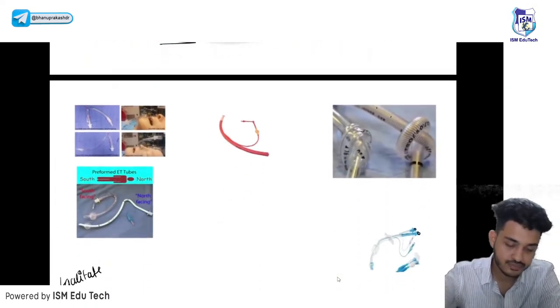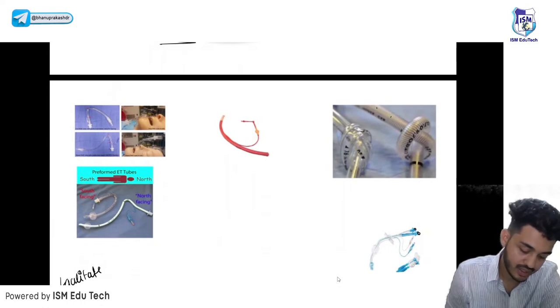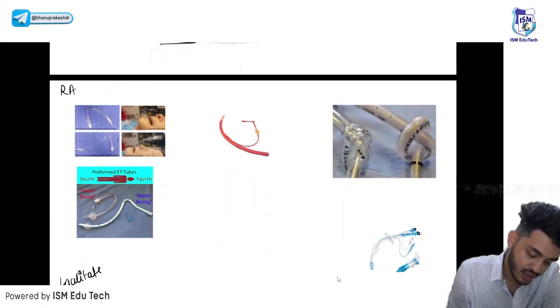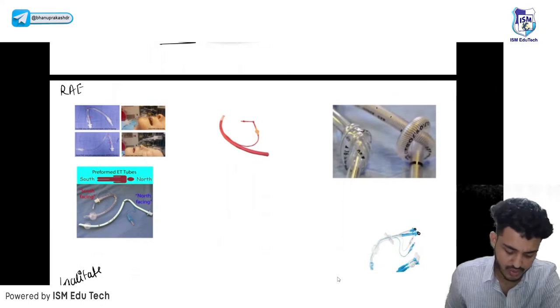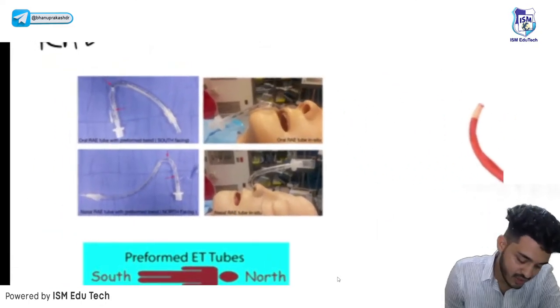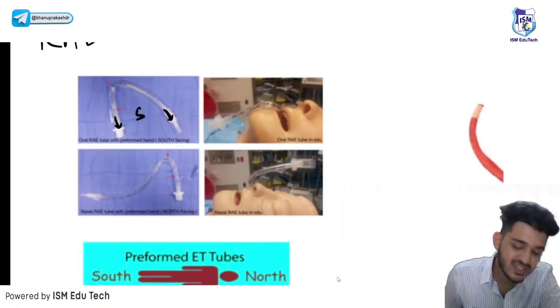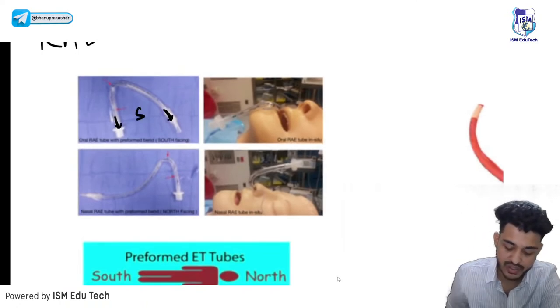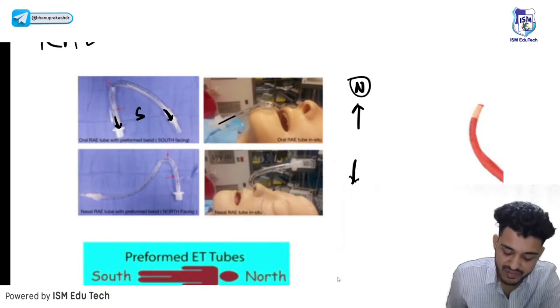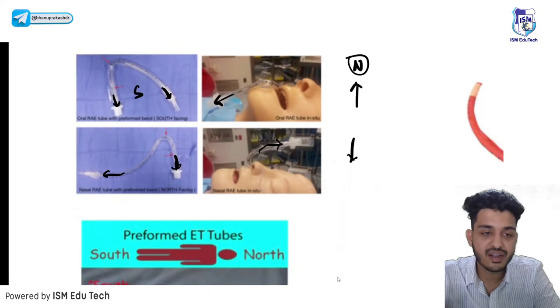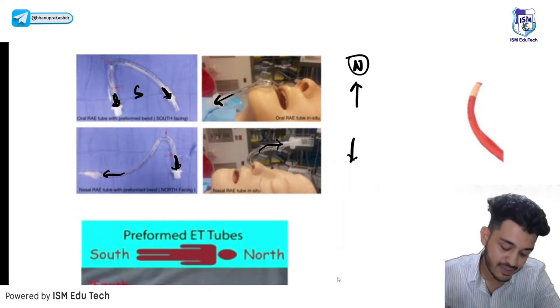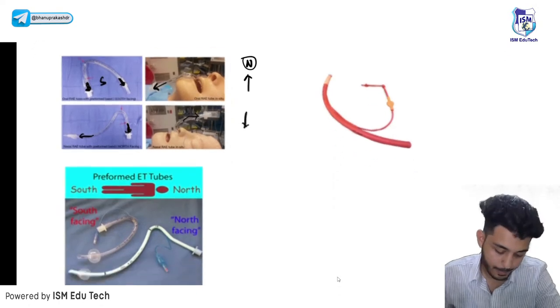This one is your RAE tube: Ring, Adair, Elwyn tubes. This is of two types. First thing you need to look for is the direction of the opening. South will be below, north will be above. If the tube is coming above, it is a north tube. If the tube is going below, it is a south tube. The opening will be in a different direction for north, and in the same direction for south.